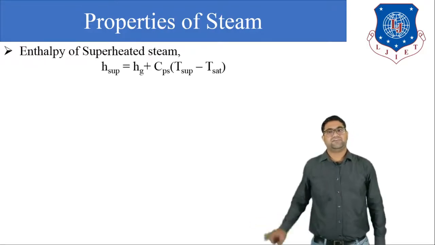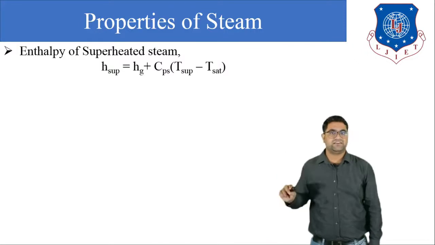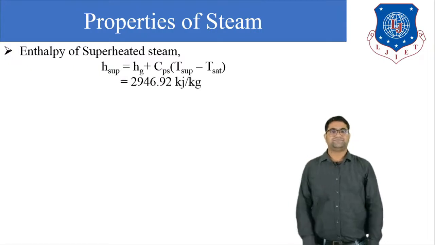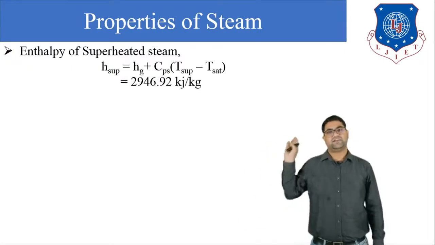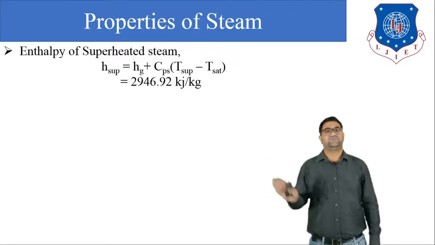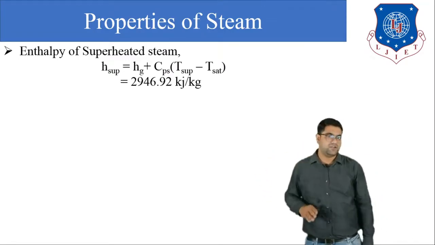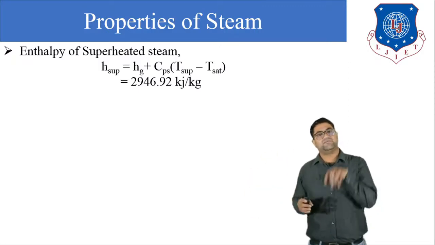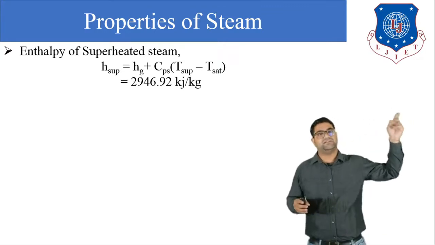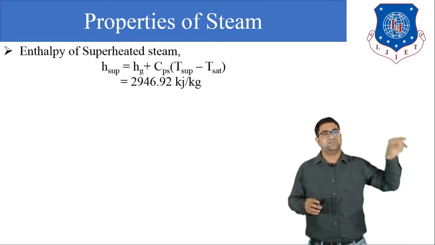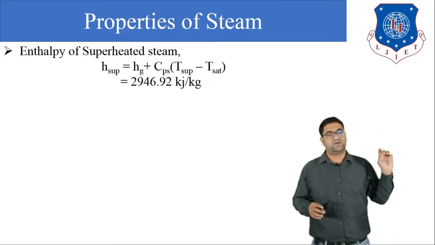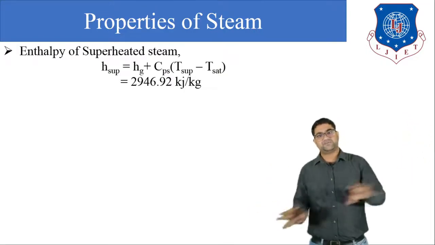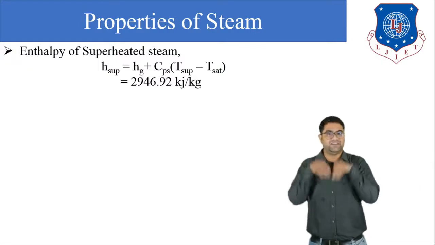The enthalpy of superheated steam we can find with the help of this equation: Hg plus CPS times (T superheated minus T saturated). With all the values, we can write that H superheated is 2946.92 kilojoule per kilogram. Initially the water was at 146 kilojoule per kilogram, and after getting some amount of heat it reached the superheating condition, where the energy it has is 2946.92 kilojoule per kilogram. So this is our final energy and this is our initial energy. If we subtract both, we get how much energy we have supplied.